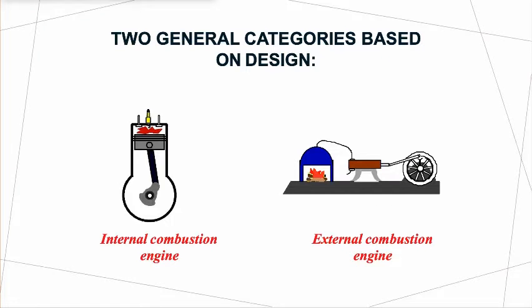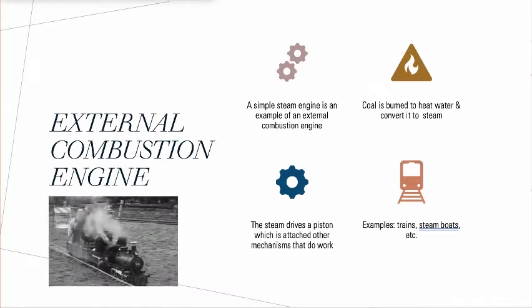We have an engine that can be put into categories according to two criteria. The first one is the form of energy it accepts in order to create the motion. The second one is the type of motion it outputs. And the two general categories for engines are the internal combustion engine and the external combustion engine.